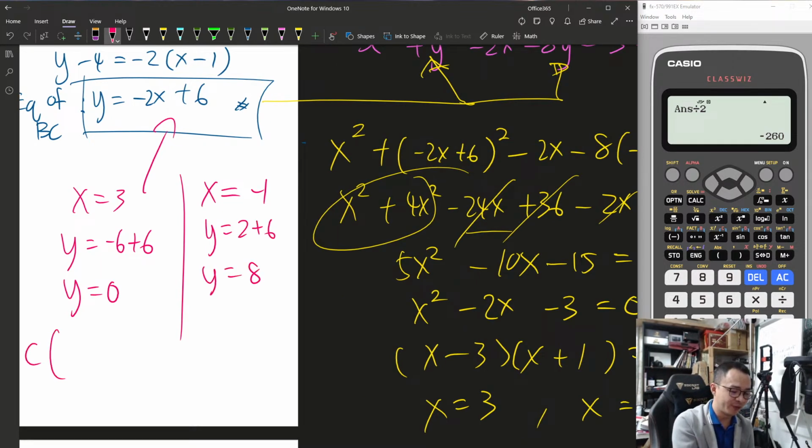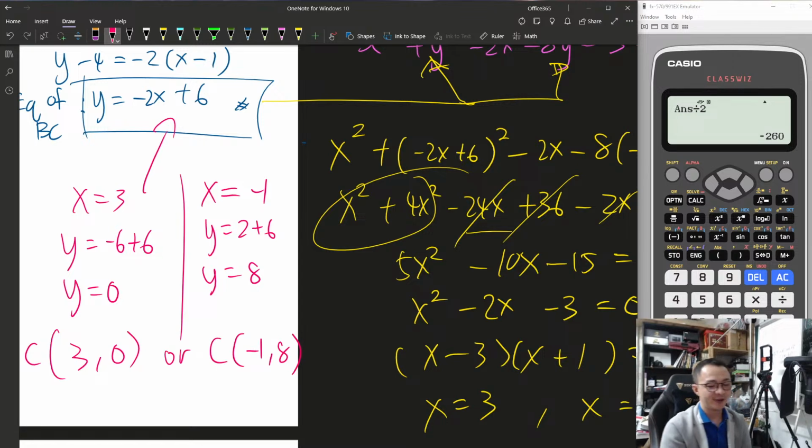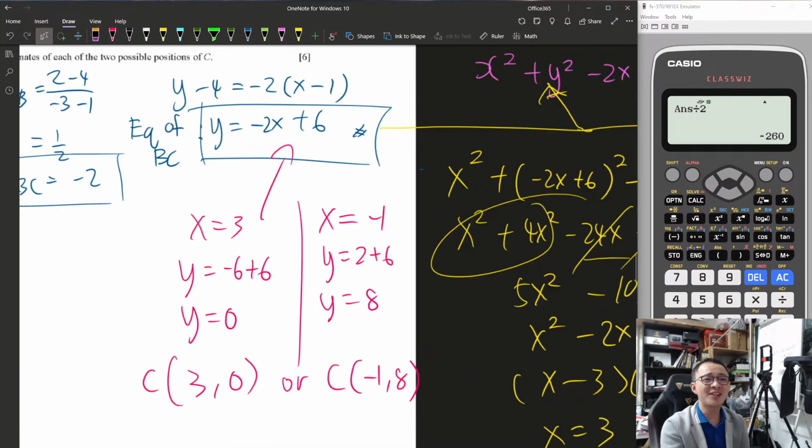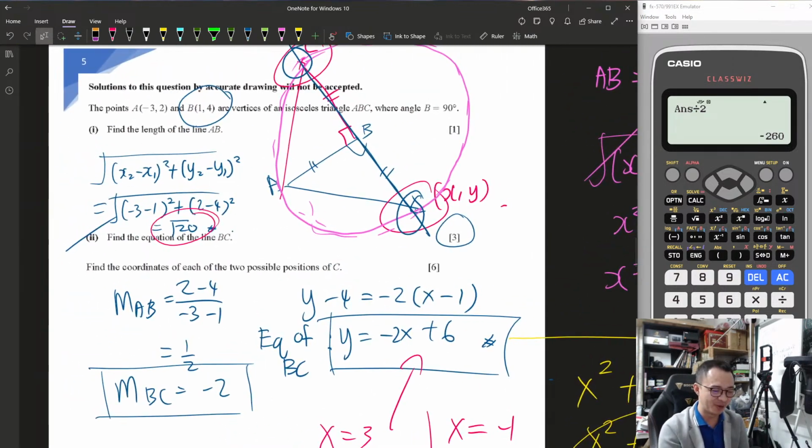Now I have both possible coordinates of C: (3, 0) or (-1, 8). Do you see that? This is how I get the 6 marks. Let me repeat a little bit, because maybe I went a little too fast here.